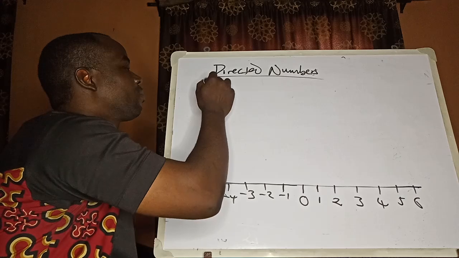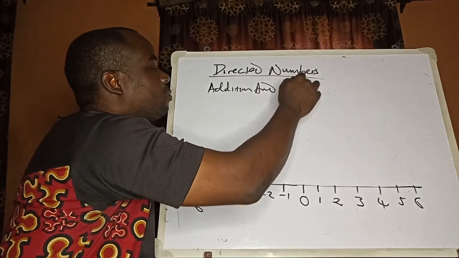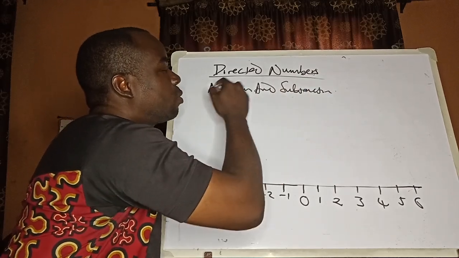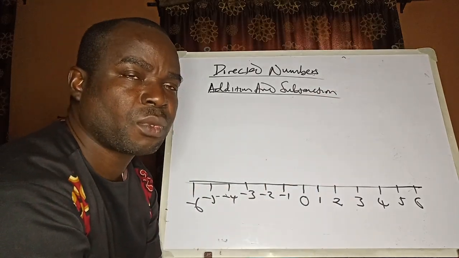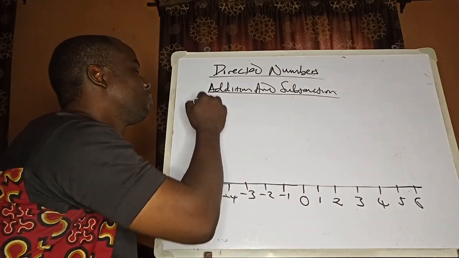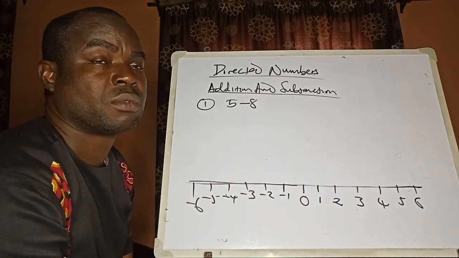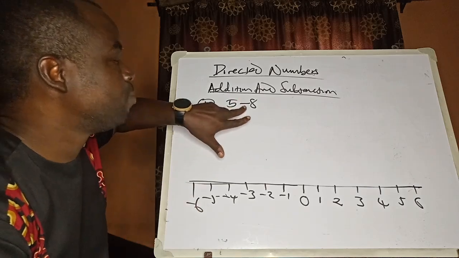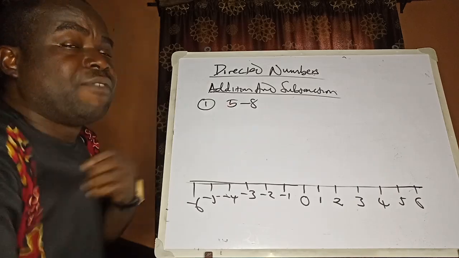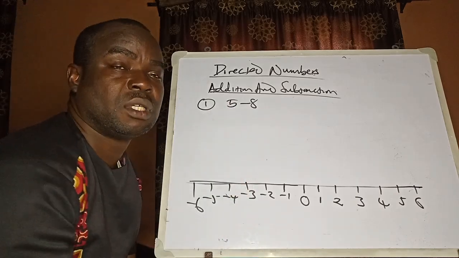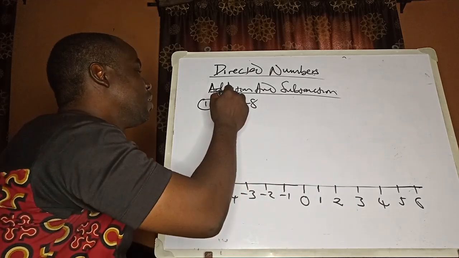Let's talk about addition and subtraction. Now, if I give you this, 5 minus 8, something like this. 5 minus 8. Now, this minus sign that is in the middle here belongs to the second number. The first number seems not to have a sign. When a number does not have a sign in mathematics, the number has a plus sign. So there's a plus sign here.